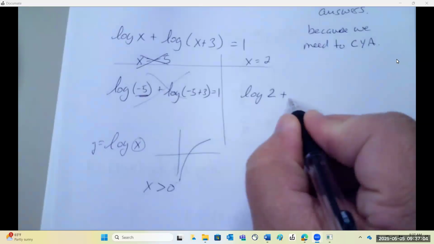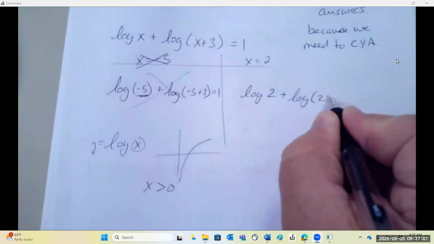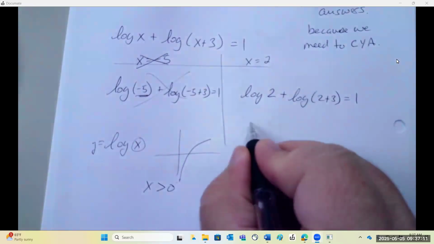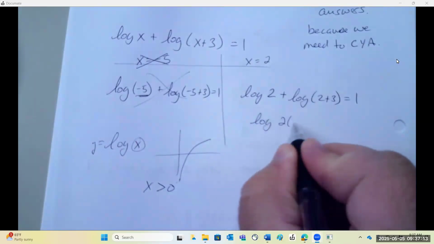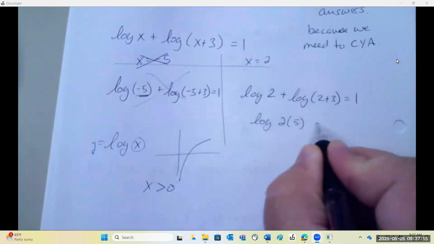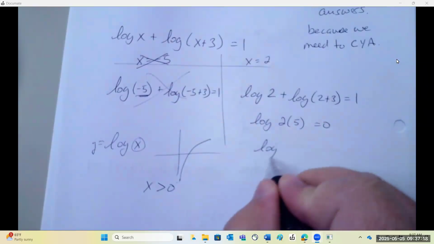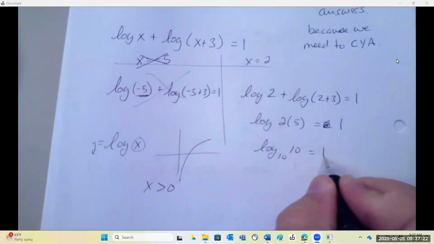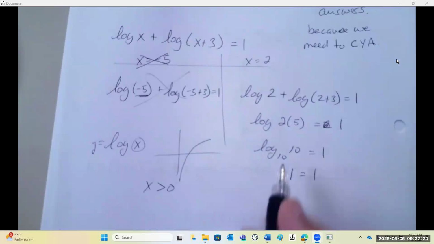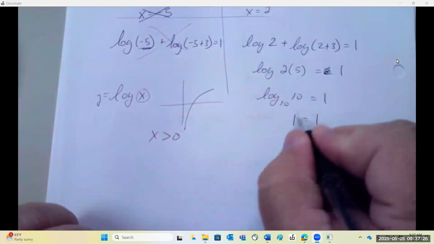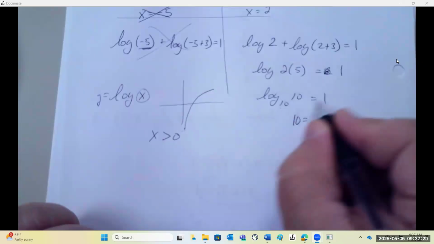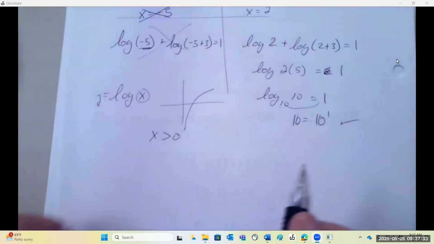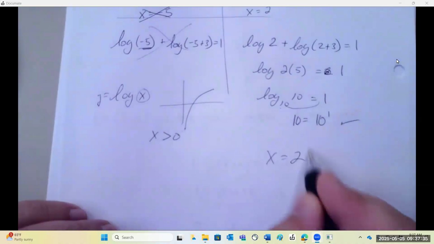Log 2 plus log (2 plus 3) equals 1. Combine those, we have 2 times 5, log base 10 of 10, there's 1 equals 1. By the properties, 10 to the power 1 equals 10, so that's true. So x equals 2 is our solution.